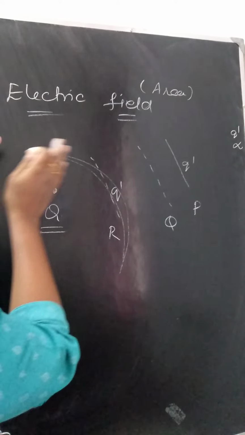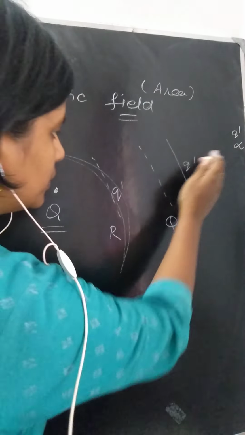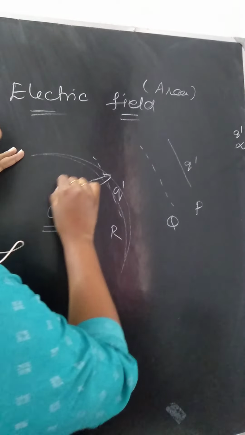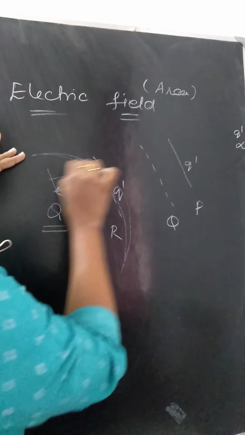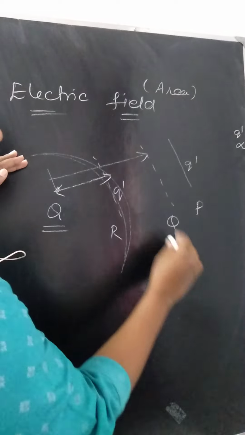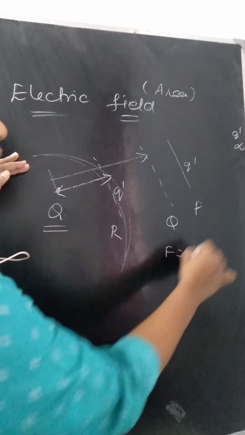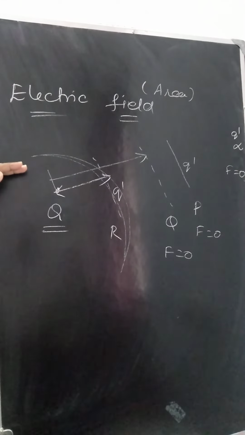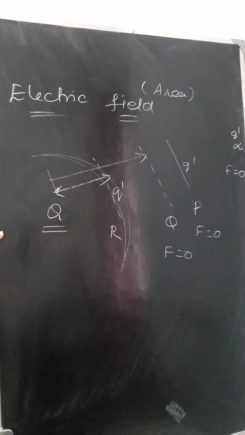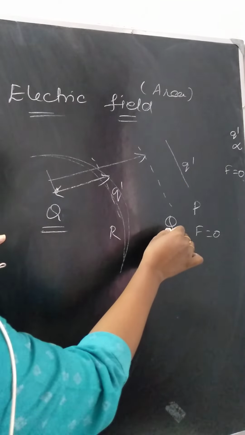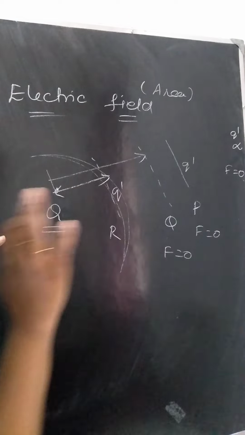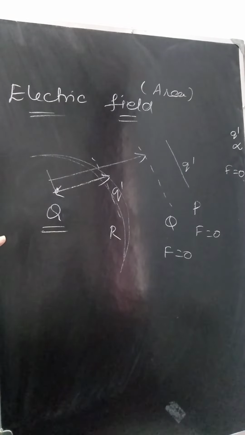Up to a particular distance only we are able to feel the force. Up to this distance I am able to feel the force. When it is far away from the source charge, I don't feel any force. Here F equals 0. Here also F equals 0. Here also F equals 0. So we cannot say the electric field is existing at this point from Q. It is existing up to which point? Up to the R distance I am able to feel the electric field, the presence of the source charge Q.